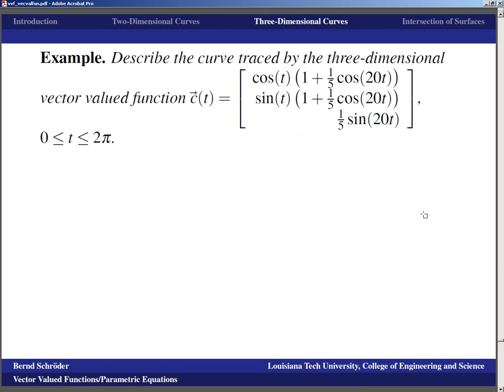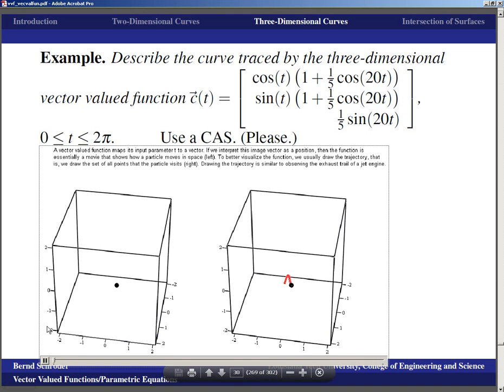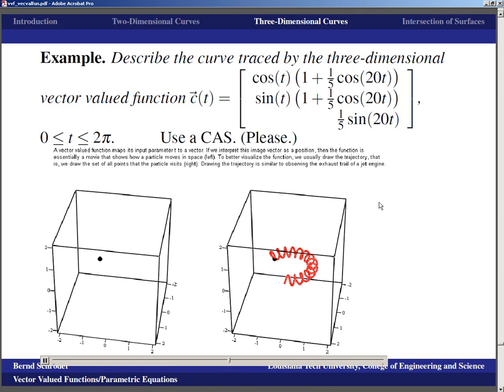Well, here's another one. Describe the curve traced by the three-dimensional vector-valued function c of t equals, oh my god, for t from 0 to 2 pi. Use a computer algebra system for something like that. Please. That's what computer algebra systems are for. And as we draw that, what we can see is, yeah, okay, after the fact, maybe we can puzzle that apart a little bit. Cosine t sine t is a circle, and it's multiplied with a 1, so the circle is preserved, but then we're going out a little bit at a very high frequency, 20t, so that is something, yeah, okay, so that's a particle that spirals around a circle.